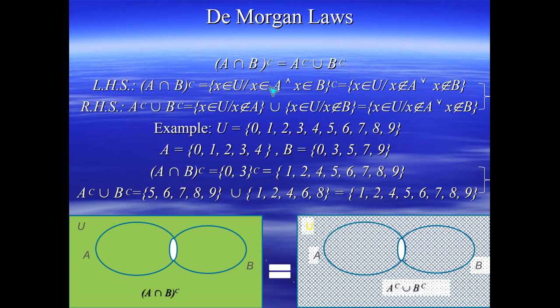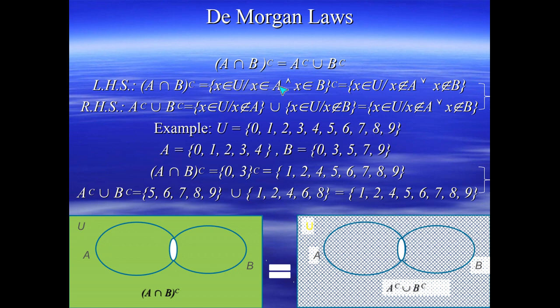For proving them with description, we form here the left hand side and right hand side, and then show that they are equal. Complement of A intersection B. What is A intersection B? It is X element of U such that X is element of A and X is element of B. This is A intersection B. Its complement is the complement of this set. All right. But what is it?